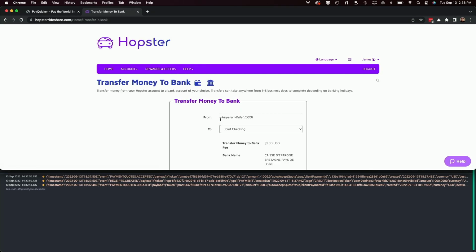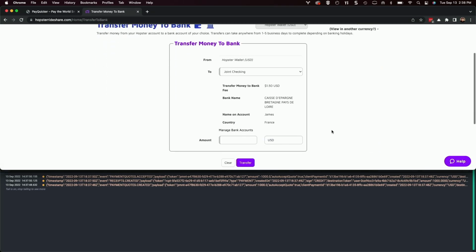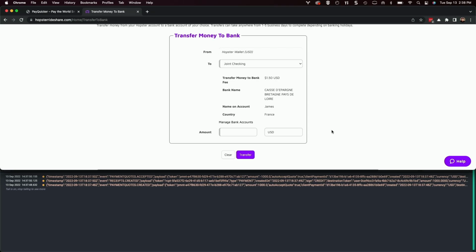We have that information already. Jim has put it in. And what you see on the bottom, by the way, is the use of the API and the SDK, and this all happening in real time for all of our clients. So Jim goes in, and he has a wonderful bank in France that I can't pronounce, and he's going to move $100 over to his wallet.